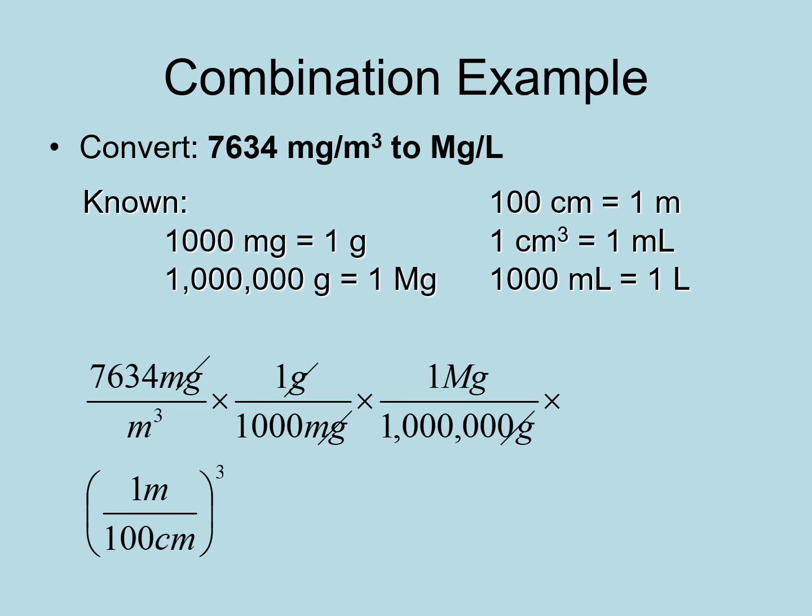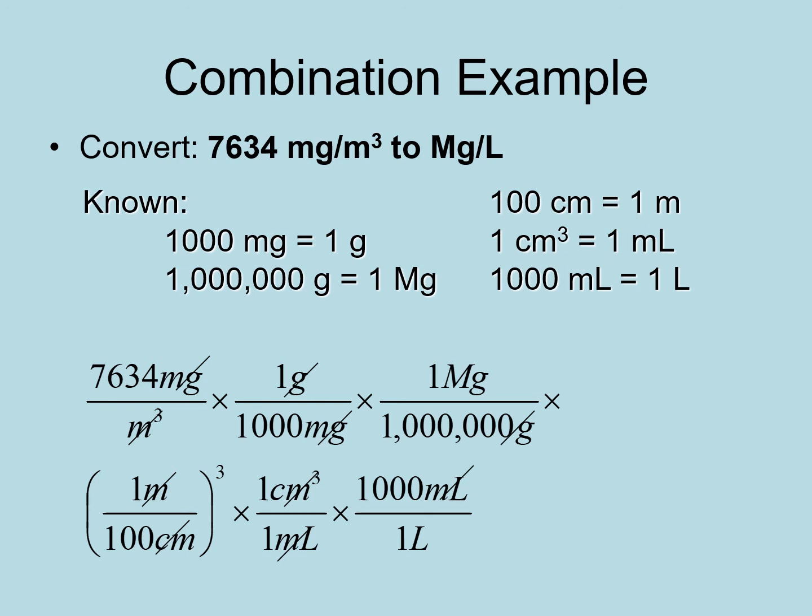I'm not asked for cubic centimeters, I'm asked for liters. So I see another equivalence that might help. 1 cubic centimeter equals 1 milliliter. I can cross out my cubic centimeters. I'm left with milliliters. That's still not the right unit. So I'll use one more equivalence. 1,000 milliliters equals 1 liter. Now my milliliters cancel and I'm left with liters.